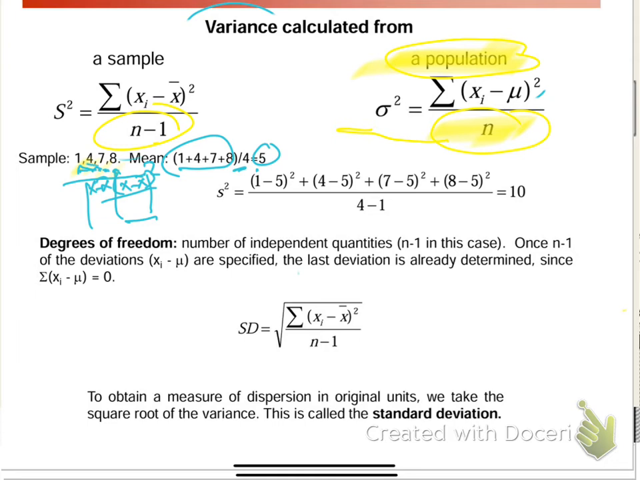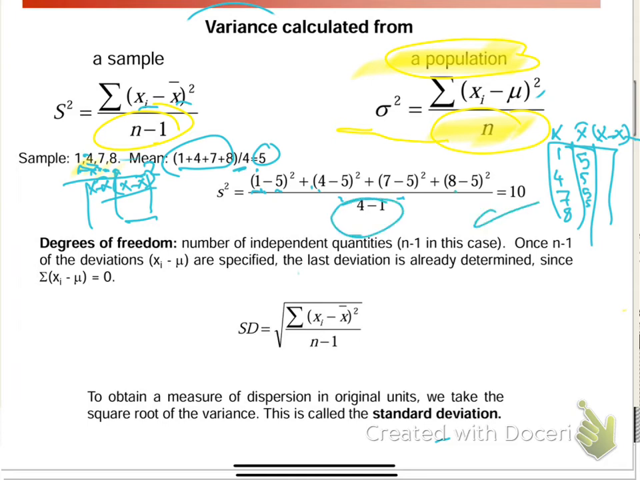Every number here I can put in a table. I can say x equals 1, 4, 7, 8. This is x bar, which equals 5, 5, 5, 5. Then x minus x bar, then x minus x bar squared, and you get the total. Here he did it manually: 1 minus 5 squared, 4 minus 5 squared, 7 minus 5 squared, 8 minus 5 squared.